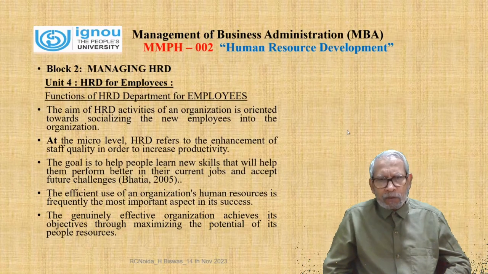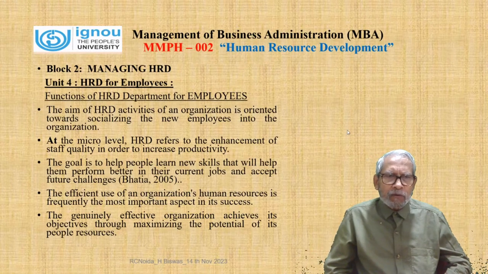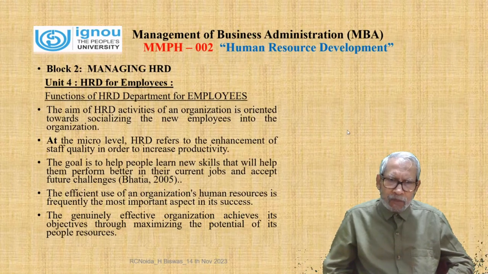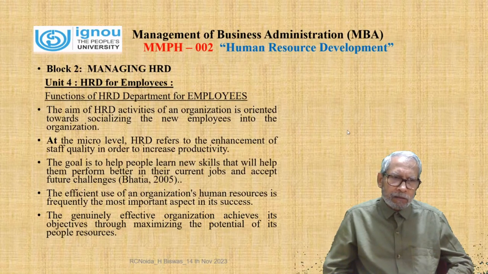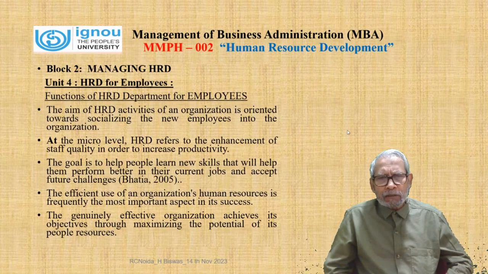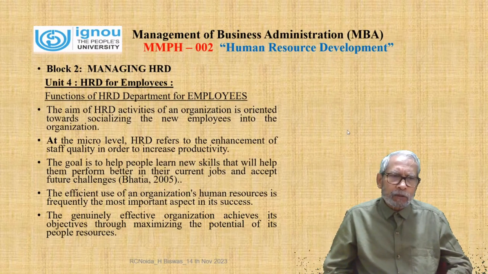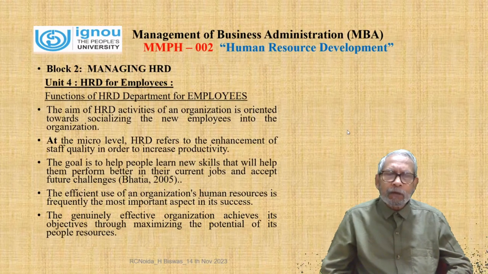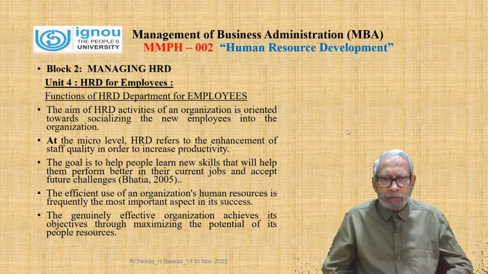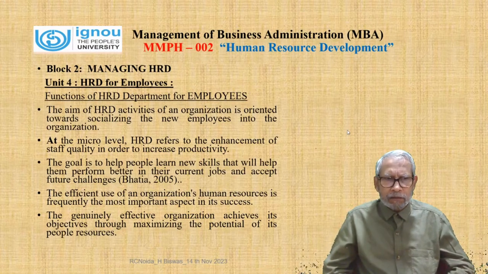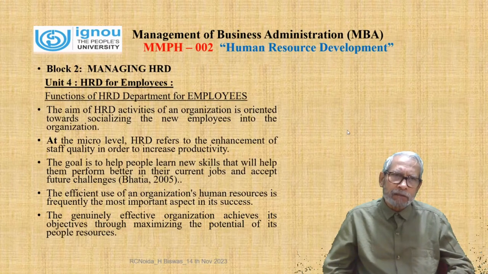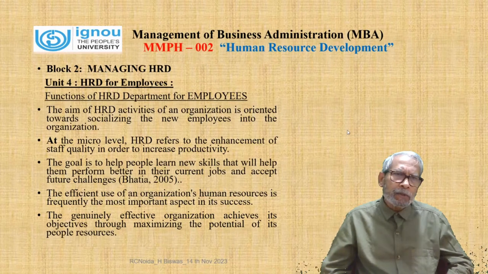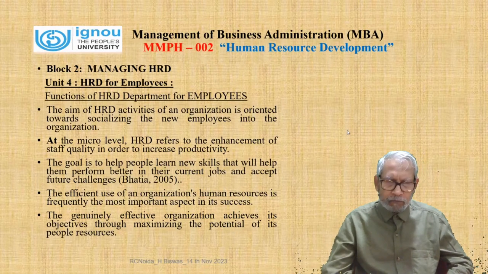The efficient use of the organization's human resource is frequently the most important aspect of success. Generally, an effective organization achieves its objectives through maximizing the potential of its people resources. What are the resources you have? That potential has to be maximized so that you can get good productivity, and everybody has enough skill.